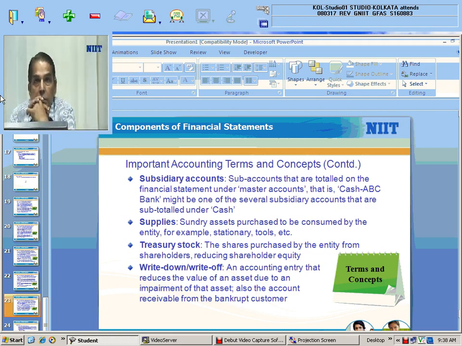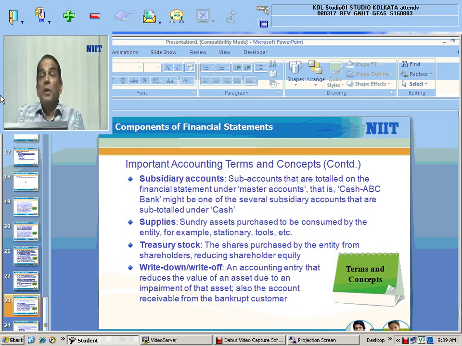or written down. If it is completely not recoverable, then it has to be written off. If a part of that is recoverable, then it has to be written down. So write down or write off. Write off means the entire thing has to be, the accounting entry will be passed so that the asset value will be reduced to zero. That is write off. Write down will be basically, impairment means, you have not come across the word impairment. Impairment means basically when the value of an asset goes down. The fair value or the realizable value of the asset is less than the book value, we call it impairment. The asset is impaired.